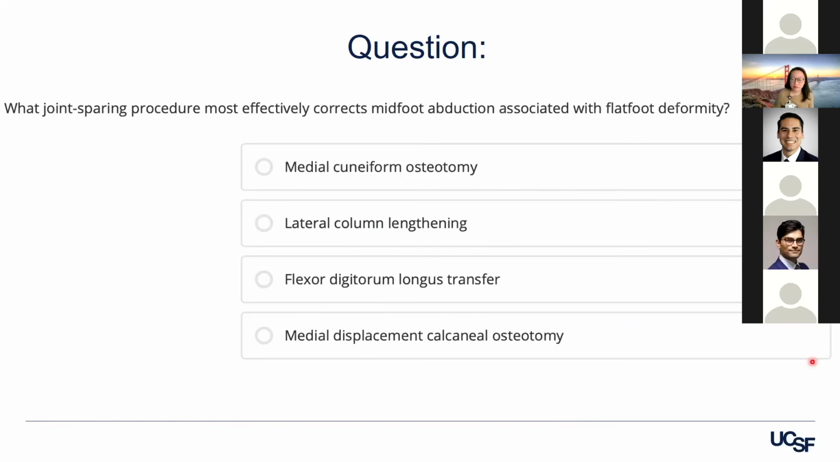I've not. Awesome. So the question is, what joint sparing procedure most effectively corrects midfoot abduction associated with flatfoot deformity? The options are medial cuneiform osteotomy, lateral column lengthening, FDL transfer, medial displacement calcaneal osteotomy. So I think we can rule out 1 and 3, and then the calcaneal osteotomy was more for the hindfoot. So I think it's the lateral column lengthening.